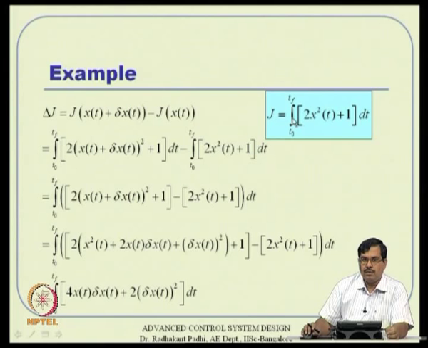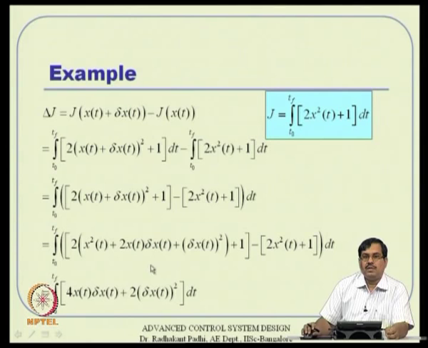Then you just simply put, instead of x, x plus delta x, that means x plus delta x whole square here, and then this remains 2x square. Then you try to simplify these two, because the limits of the integration are the same, so you can combine them together and simplify, and then ultimately this one turns out. And we can probably neglect second order terms, and then say, this is the first variation and all that. We will talk about that in the next couple of slides.